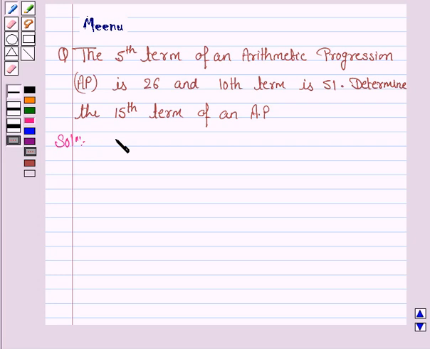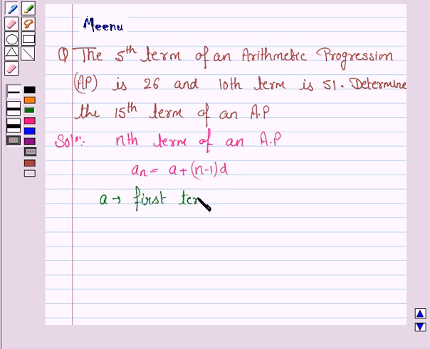We know that the nth term of an arithmetic progression, that is AP, is denoted by an and it is given by a plus (n minus 1) into d, where a is the first term of the AP and d is the common difference.